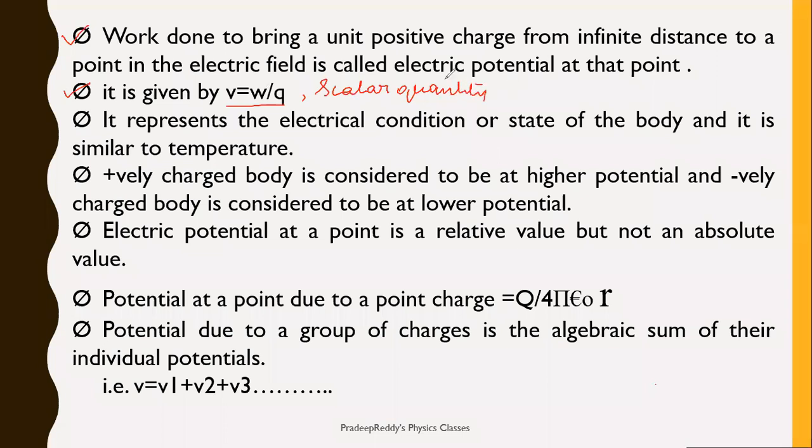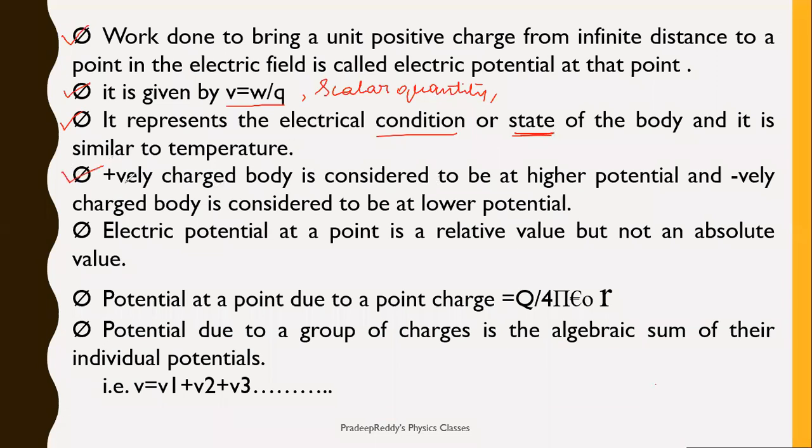So as it is a scalar quantity, we don't have more complications like vector quantities. When we calculate electric field, we have considered it as a vector, so we have more complications. But electric potential is a scalar. Directly you can add them, and you will be getting the net electric potential. Coming to the third point, electric potential is just a state or condition of your body. It is similar to that of temperature.